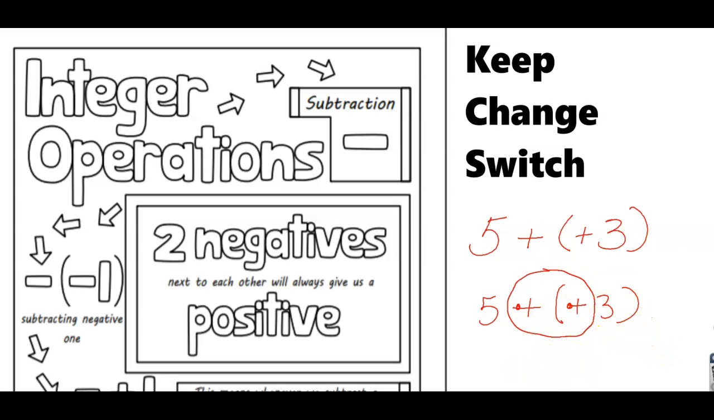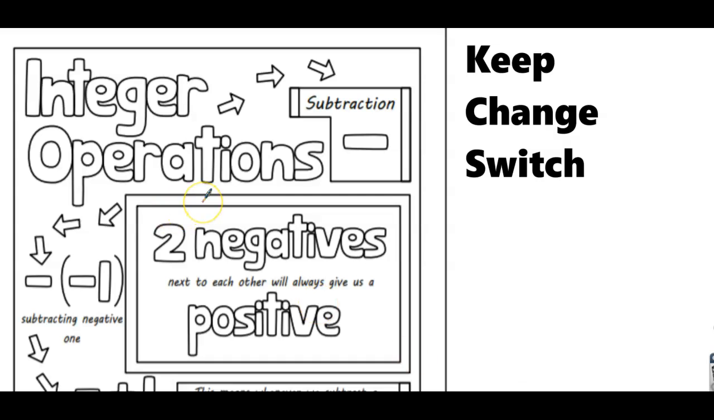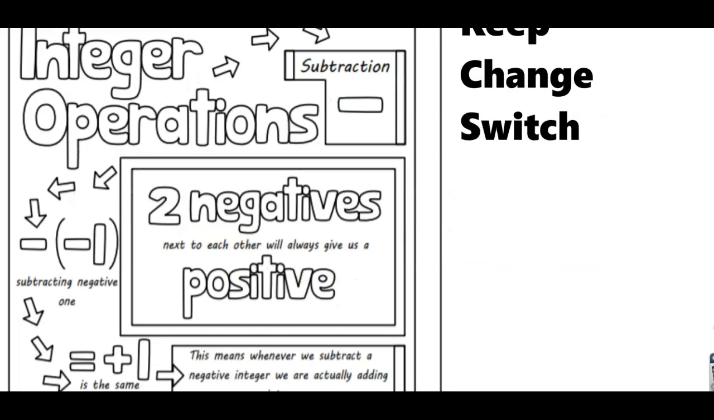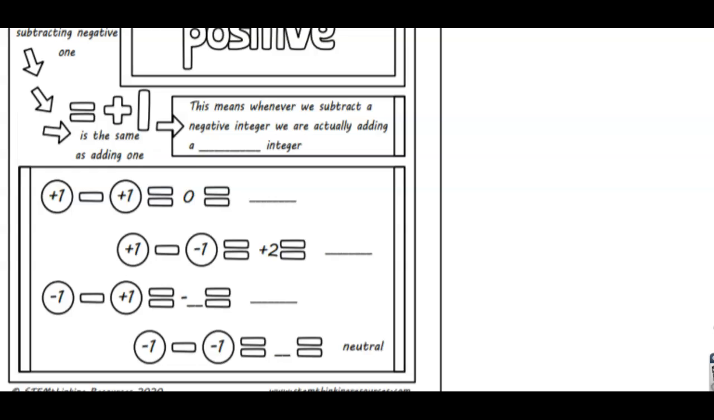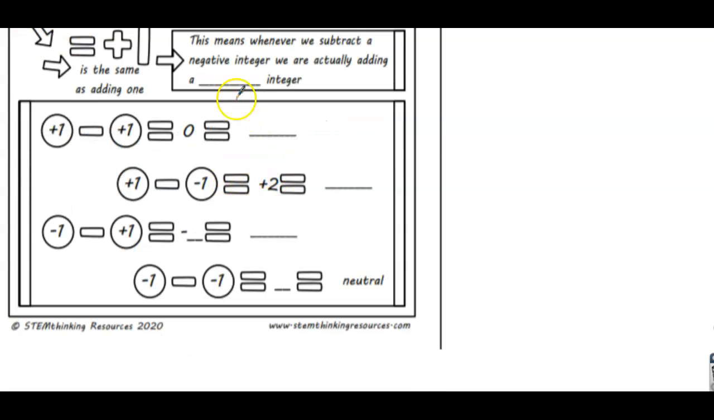Filling out this doodle notes, if you happen to have this printed and you're going that route, here's how you would fill this out. Whenever we subtract a negative integer, we are actually adding a positive integer. Positive 1 minus positive 1. Well, this is just 1 minus 1. That's 0, and 0 is neutral.